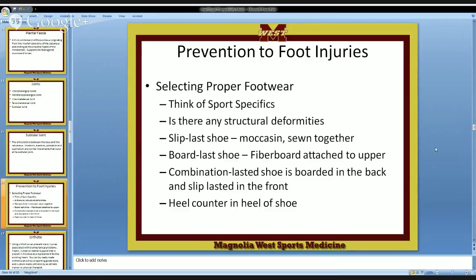So think sport specific when you're getting your footwear. All right? You don't want to use track shoes, which are nice and narrow, in basketball. Right? You also want to make sure, does this person have any structural deformities? Buy the shoe that's actually going to work for that sport. Make sure the heel counter has plenty of structure in it.